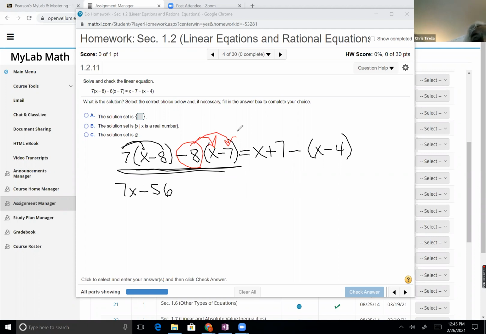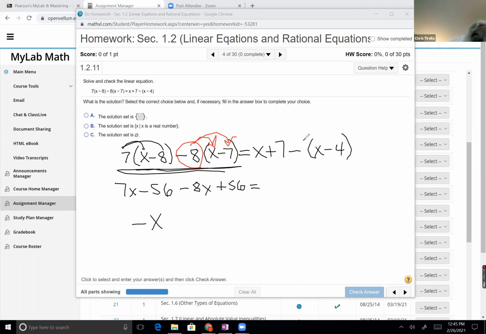And so when you do that distribution, you get minus 8x, and then negative times negative would be plus 56. And so combining there, 7x minus 8x is negative 1x. Negative 56 plus 56 is 0.